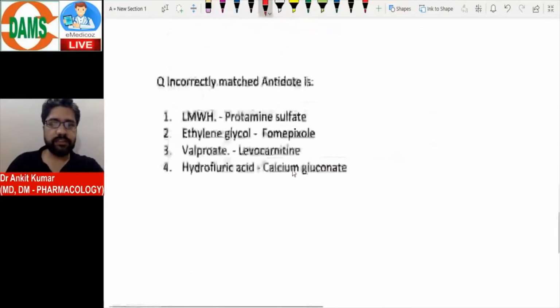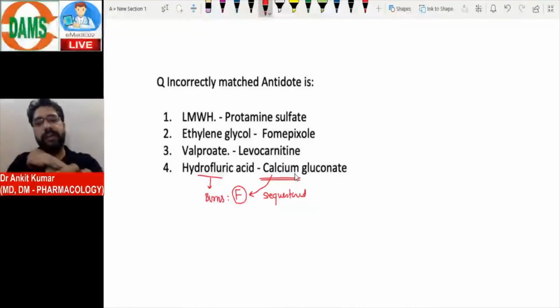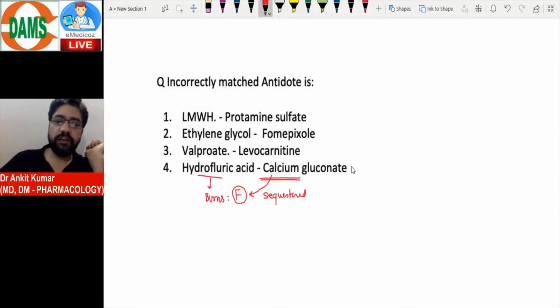Now let's come to the second question. Which of the following is an incorrectly matched antidote? Let's see from the last option. First is hydrofluoric acid. Hydrofluoric acid causes burns because of the presence of fluoride ion. Remember, this fluoride ion can be sequestered or removed by calcium. Hence, we generally apply topical calcium gluconate cream, and in resistant cases, we give intravenous calcium gluconate for hydrofluoric acid burns. So the fourth option is true.